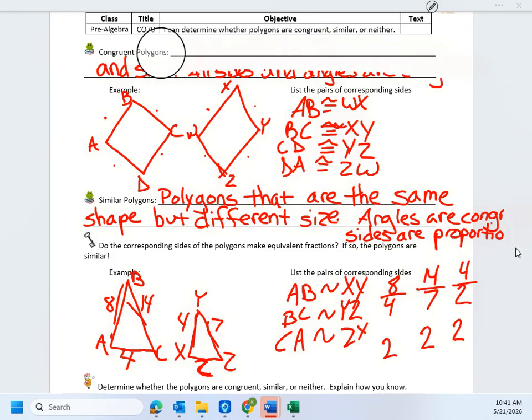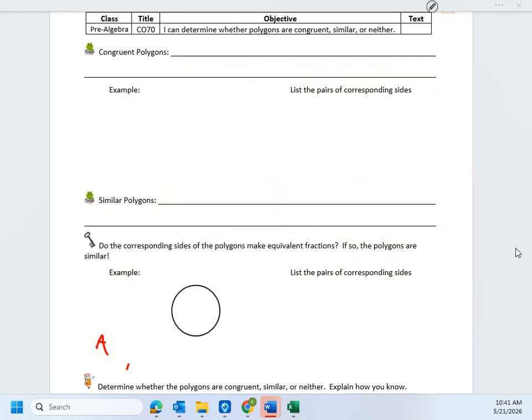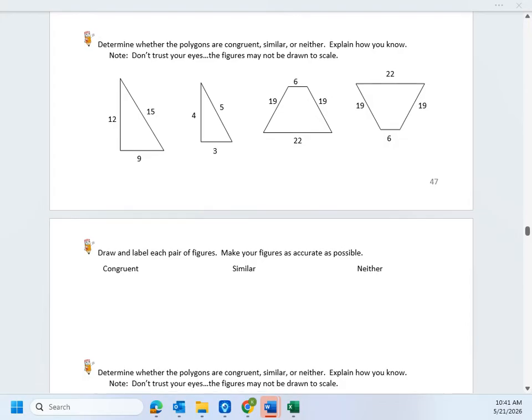And if it's neither, it means they're not identical, same shape, same size, and at least one of their sides is not proportionate. Okay, so if it's not congruent and it's not similar, it's going to be neither. So, this is important. Do not just look at it and say, well, it looks to be proportionate. It looks to be the same. You have to prove it.